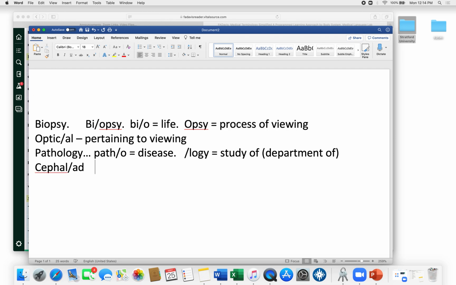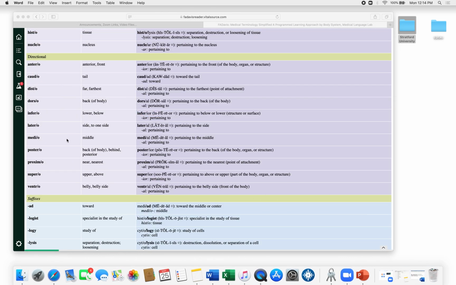And ad is the suffix meaning towards. So if the pain is cephalad, that means it's heading towards the patient's head. If it's caudad, it's heading towards the patient's tail or tailbone. Okay. Lateral means al, pertaining to the sides.